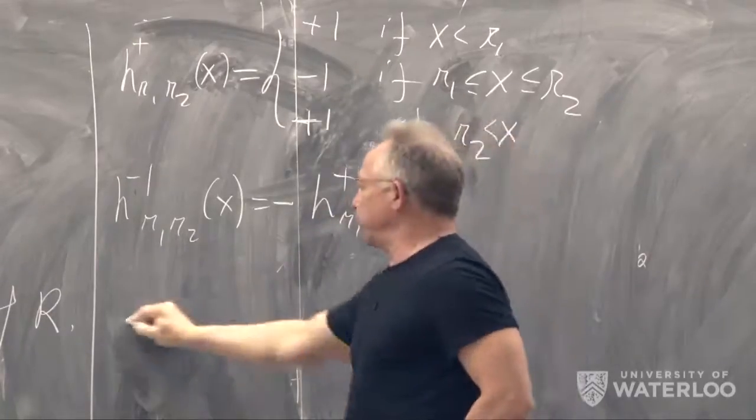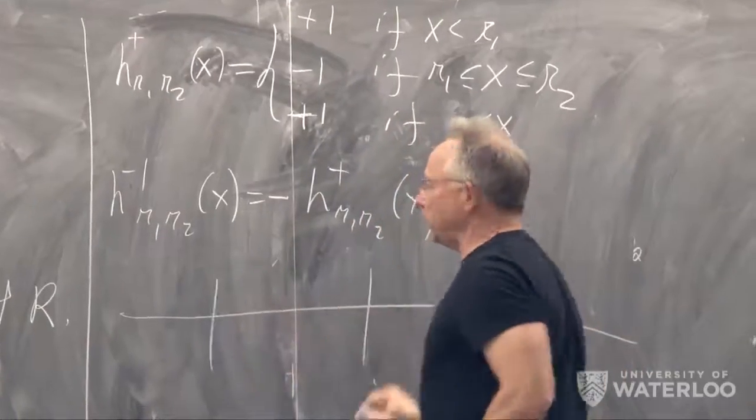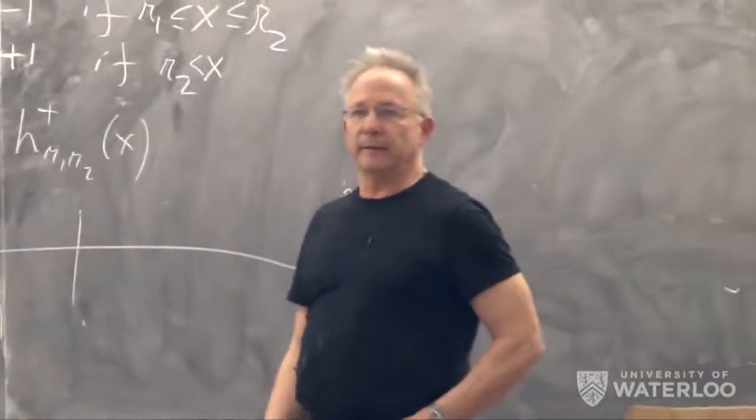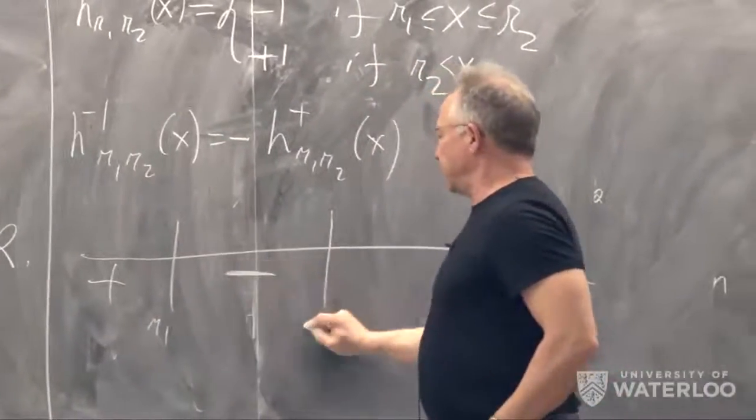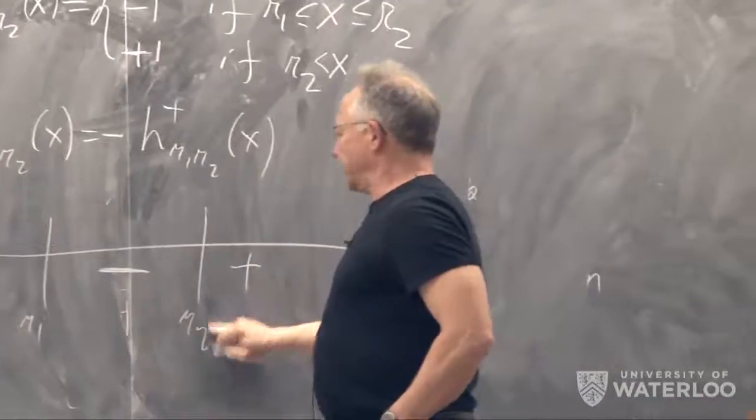So this is a very simple class. It's the class of all three partitions of the line. You label it plus here. This is R1. You label it minus here. This is R2. You label it plus here.